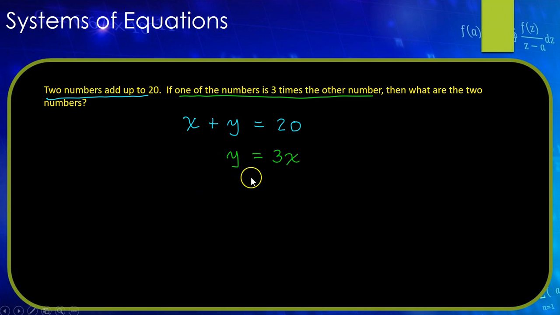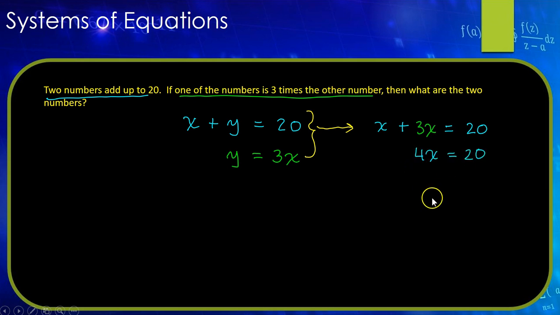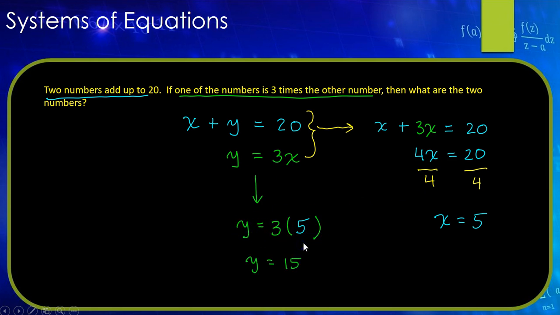And since this bottom equation is already solved for one of the variables, in this case I am going to use substitution. So I'm going to replace the y with what it equals. It equals 3x. So I have x plus 3x equaling 20, which means that 4x would equal 20. Dividing both sides by 4, I get that x equals 5. And going back to this bottom equation here, y equals 3 times 5, because that's what x is. That means that y is 15. So both of them do add up to be 20, and this is 3 times the amount. So the two numbers are 5 and 15.